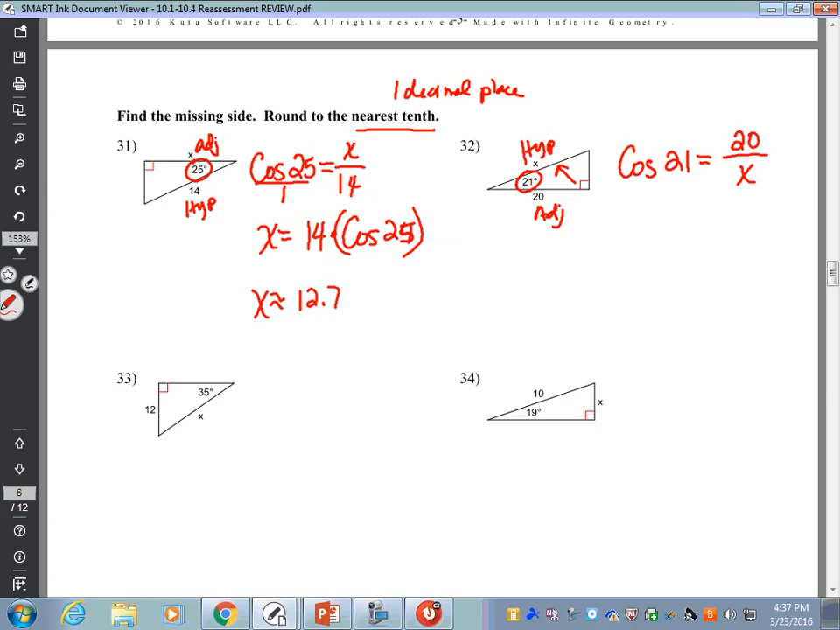Now, this is a little different. X is now on the bottom. So just recap. That means I'm going to take all of what I have here, cosine 21, and I'm going to put it in place of x, and now move x to where the cosine 21 is. Meaning x is now on the left side of the equal sign. Then it's 20 divided by the cosine of 21. I don't know if I said 24 earlier. I apologize if I did. But 21. And now we're going to type that into the calculator.